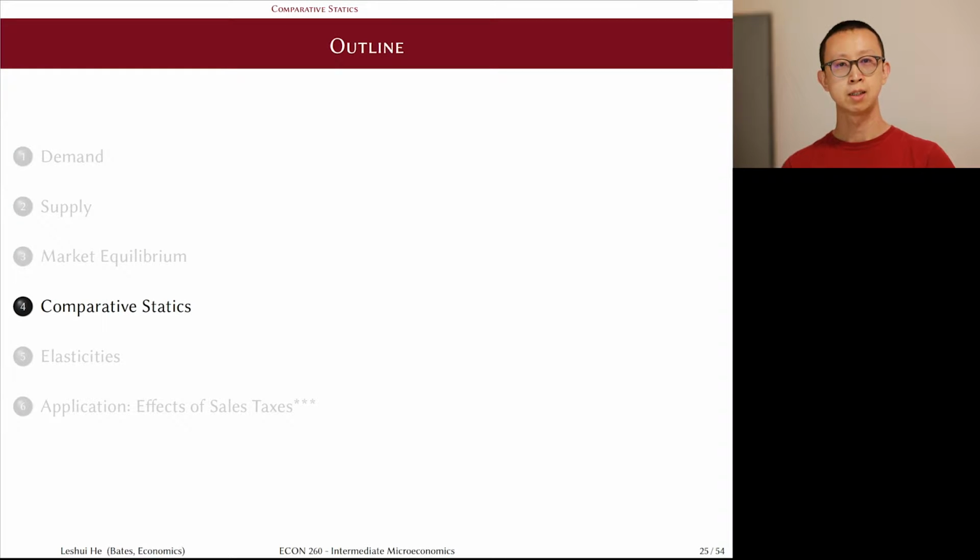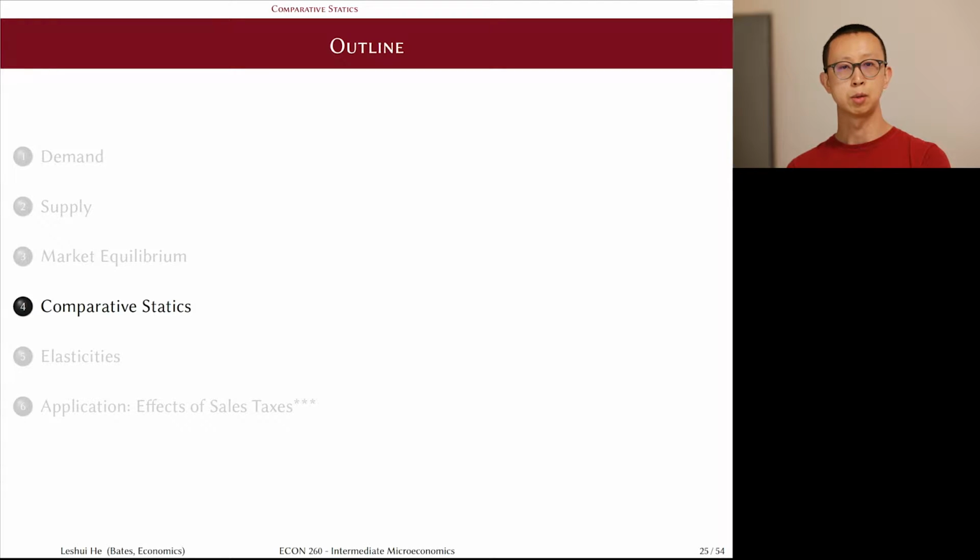Welcome back. In this video, we're going to look at what comparative statics is, a method that helps us analyze the equilibrium when different factors move around. First, we're going to introduce the notion of comparative statics, and then we're going to see how it works through our example of the process pork study.